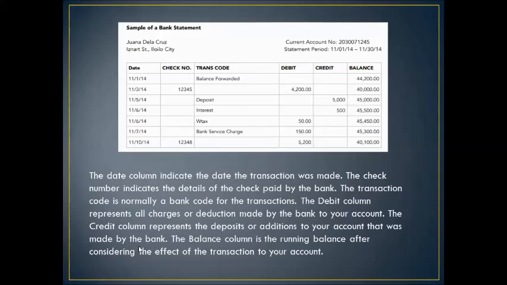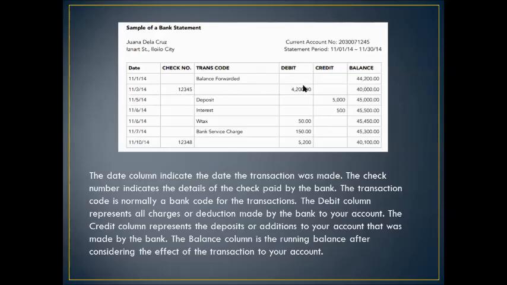The debit column represents all charges or deductions made by the bank. And the credit column represents the deposit or addition to your account that was made by the bank. And then the balance column is the running balance after considering the effect of your transaction. So let's check this one. So let's say nung November 1st, nag-deposit ka sa account mo which will be the amount of 44,200. And then by November 3, nagbayad ka through check.